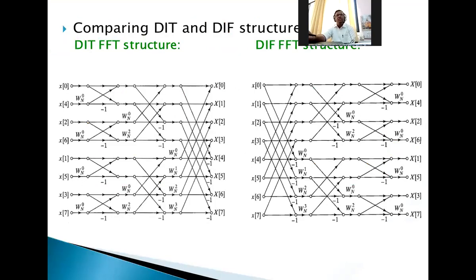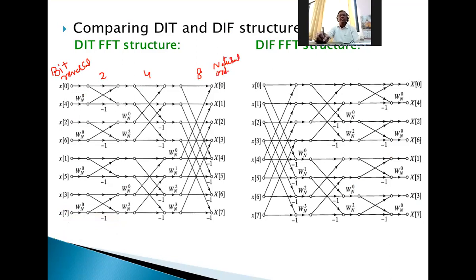Further, this is the structure as we have already seen for the butterfly diagram of DIT and DIF. As I mentioned, for DIT FFT we are performing 2-point, 4-point and 8-point computations, where the inputs are in bit reversal order and the outputs are in natural order.